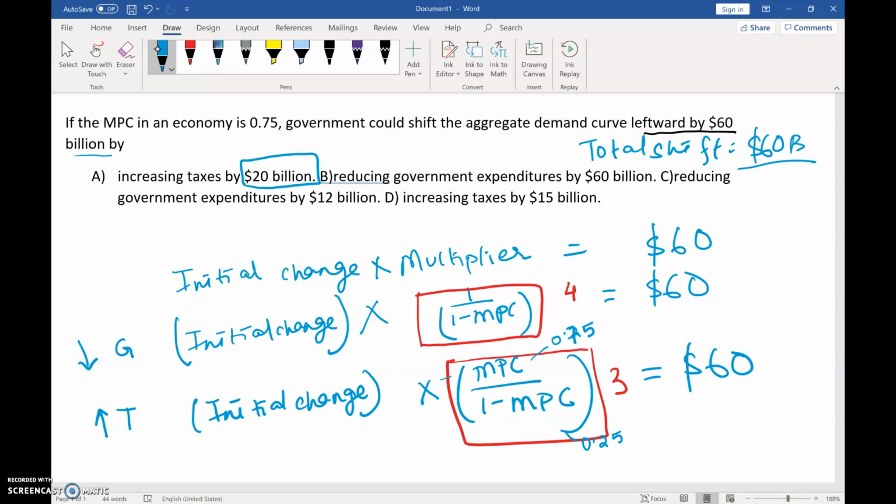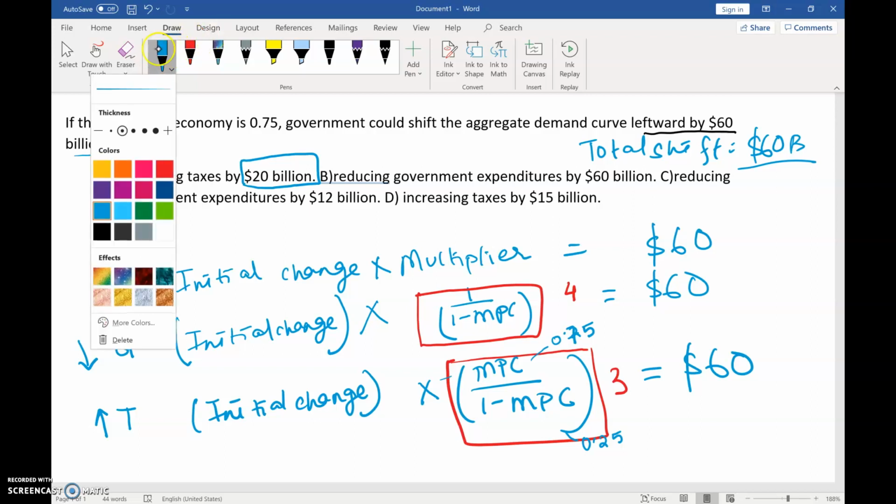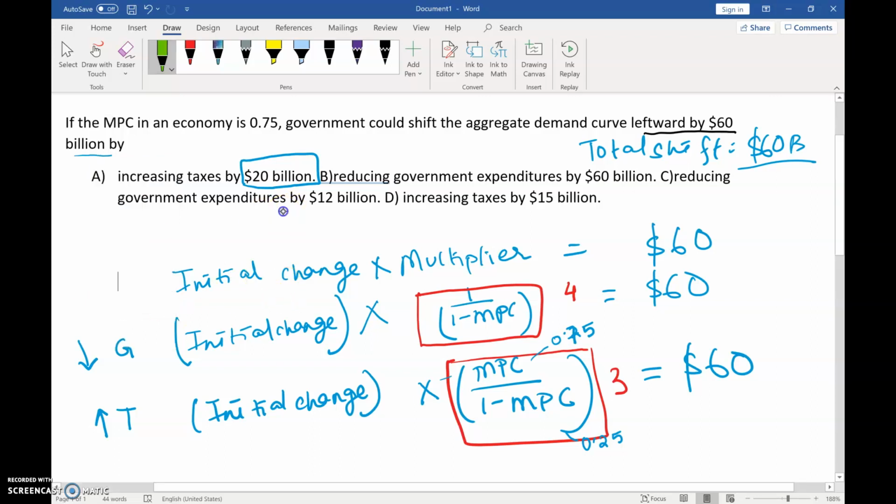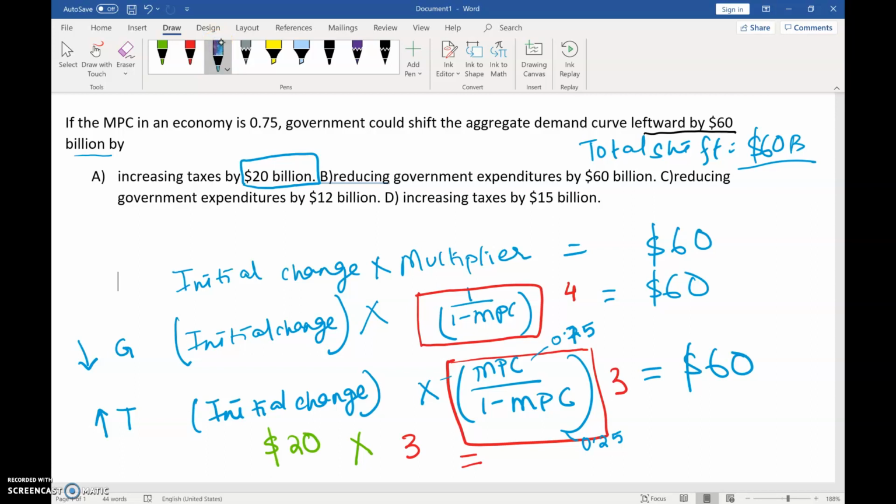Why is this the answer here? Because, let me show this to you here. This is one of the options here. If taxes increase by $20 billion, we multiply this times the multiplier and we are going to get the final change, which is equal to 60. So this is the only answer that matches up. So that's the answer to our problem. Okay.